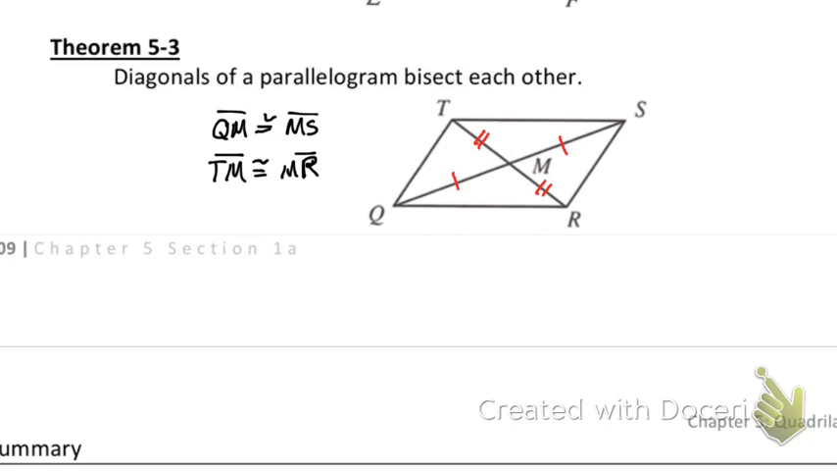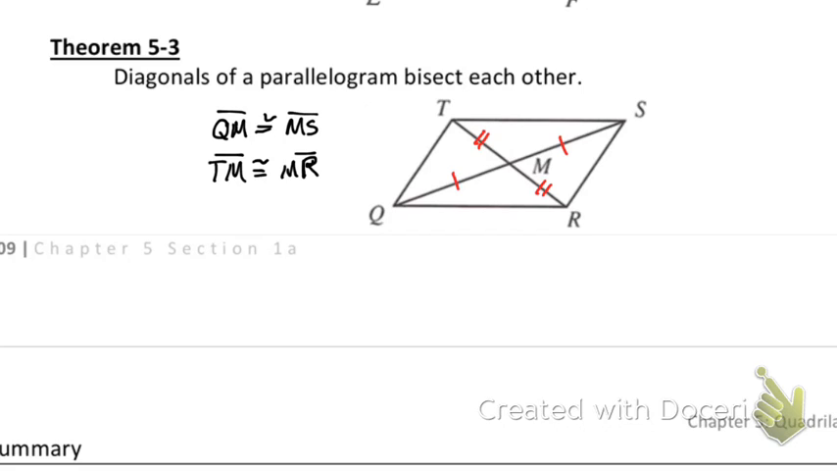Here's another question for you. Is there ever a time where all four of those parts are the exact same? Where QM would be congruent to MR, congruent to MS, congruent to TM. Yes, in a square. What about a rectangle? No. Hang on. Yes. Think about it. It's not the outside side.